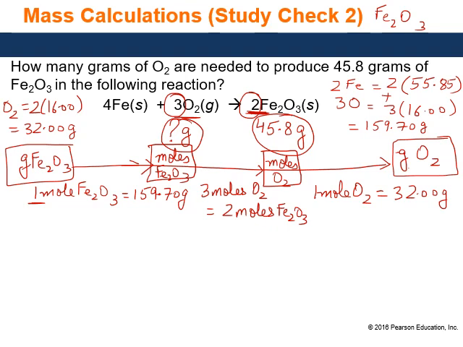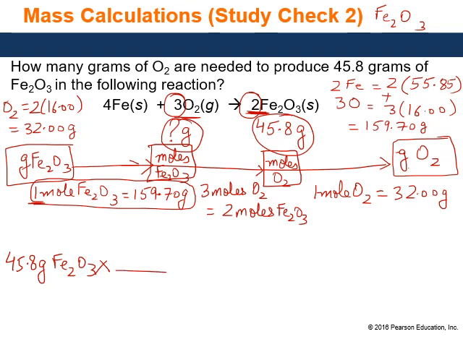Okay, so we'll start with the first step, which was 45.8 grams of Fe2O3. I will multiply it with a factor that comes from this relationship. One of these quantities goes on the bottom, one goes on top. How do I decide? Depending on my starting unit. My starting unit is grams, which means I should have grams of Fe2O3 in the bottom.